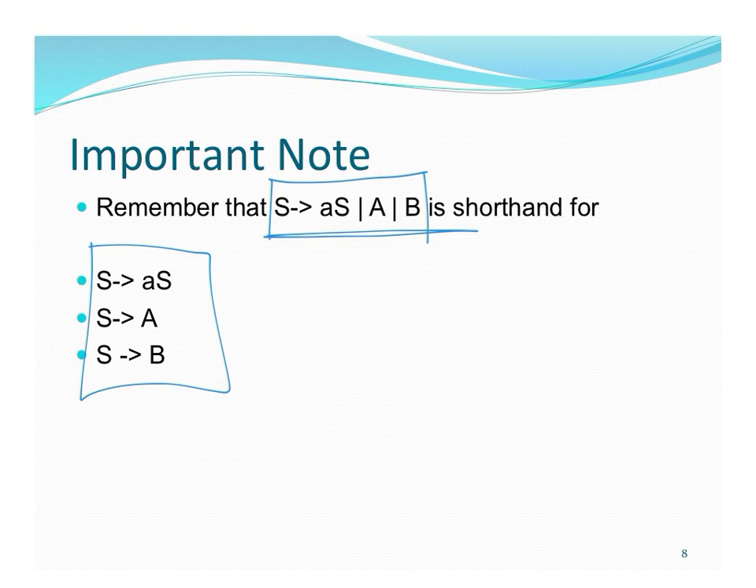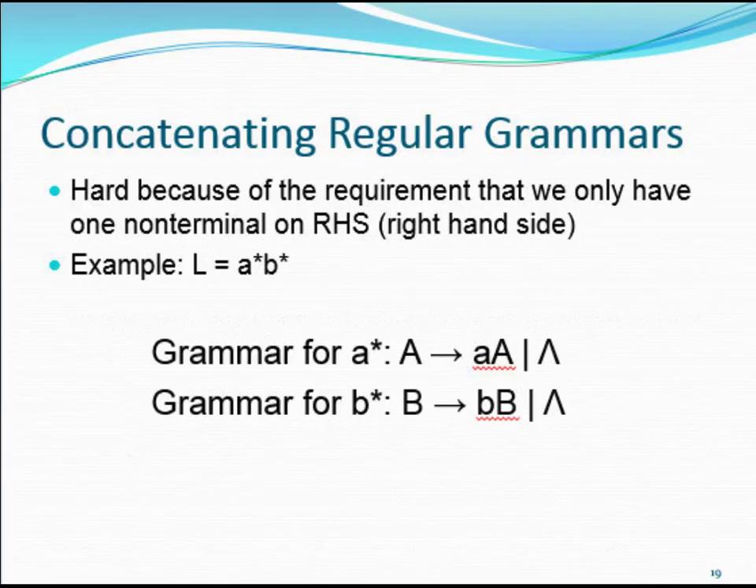Just remember that. Now, there are some things that can be very difficult when you are trying to work with regular grammars. For example, suppose that you have a grammar for A star. It's pretty easy. It's a regular grammar where A is my start symbol, and there's just 2 rules: A goes to little a big A, or A goes to lambda. And I can have a similar grammar for B star: B goes to little b big B, or B goes to lambda.